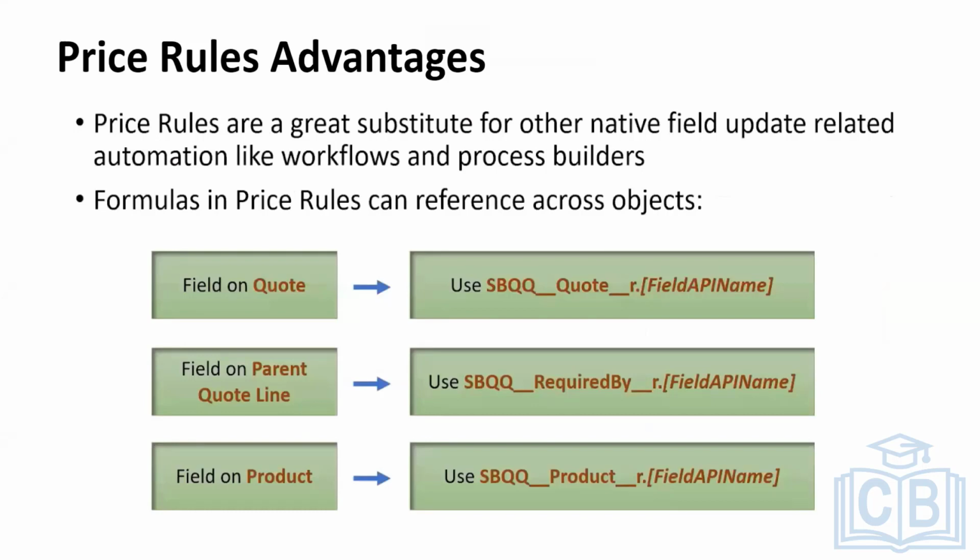I mentioned some of the advantages: it's a great substitute for other native field-update-related automations like workflows and Process Builder, which you can do with the help of formula fields. Formulas in the pricing rules can reference across objects, like the field on the quote will be SBQQ. If you want to refer to it, it's R dot field name. That's basically a relationship if you want to go ahead and do that. That is also one of the advantages given by pricing rules.